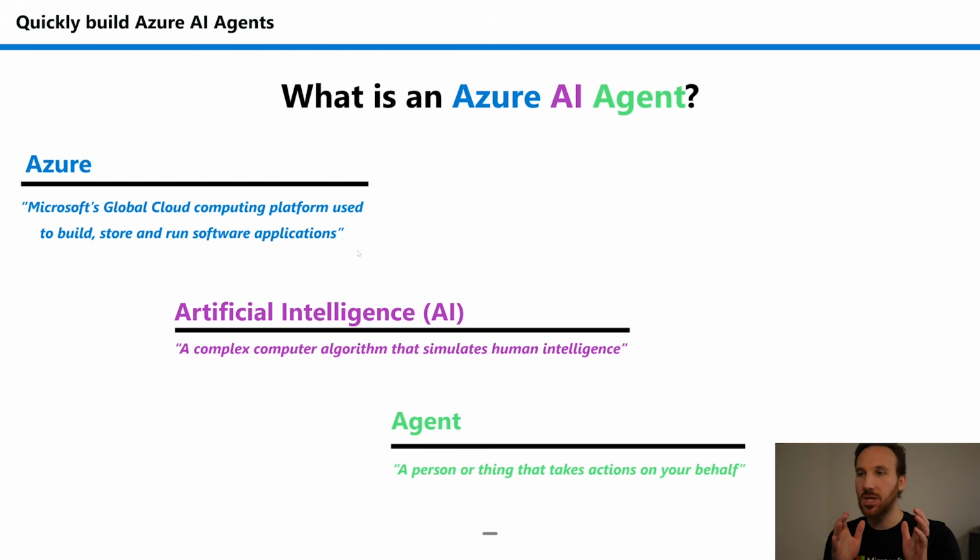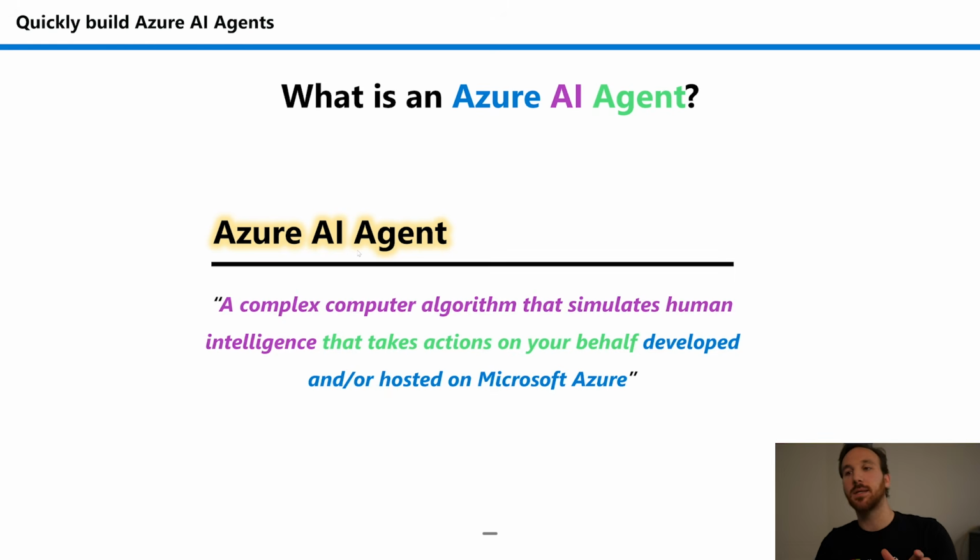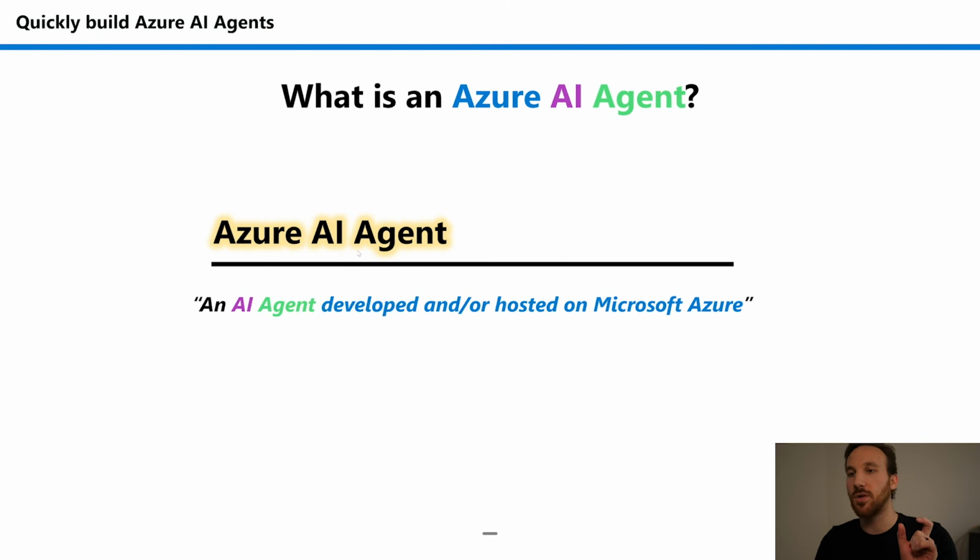We can combine Azure, AI, and agent to create our Azure AI agent definition, which is just a complex computer algorithm that simulates human intelligence that takes actions on your behalf, developed and or hosted on Microsoft Azure. That's a mouthful, so we can simplify it even further by just saying an AI agent developed or hosted on Microsoft Azure. This is what an Azure AI agent is.